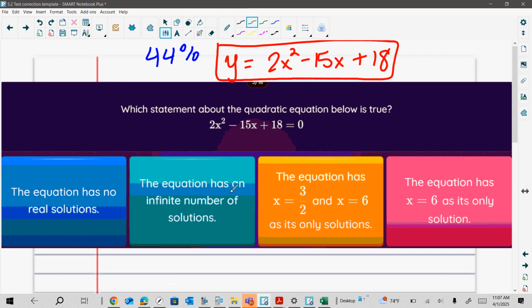It says the equation has infinite solutions. No. So it says the equation has x equals 6 as its only solution. Well, I just said it has 2 solutions. So this was the only one that made sense.